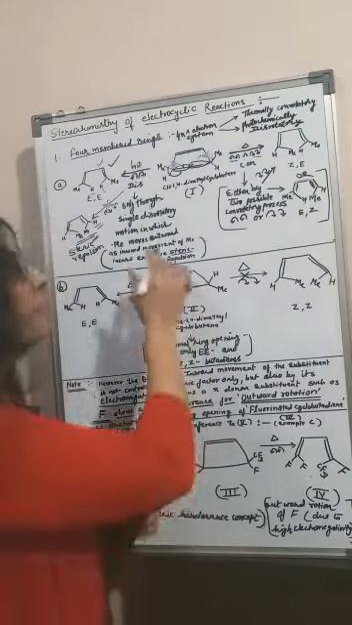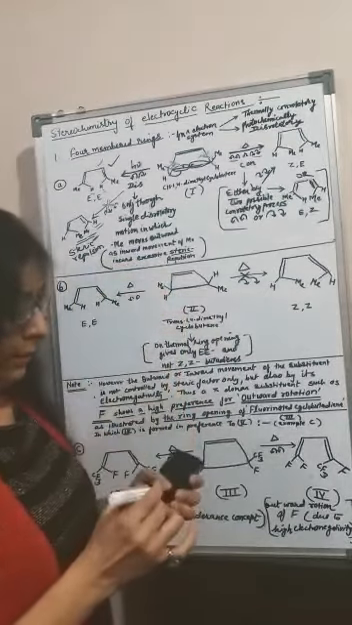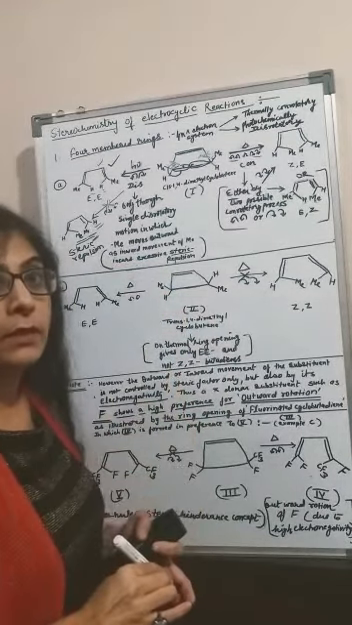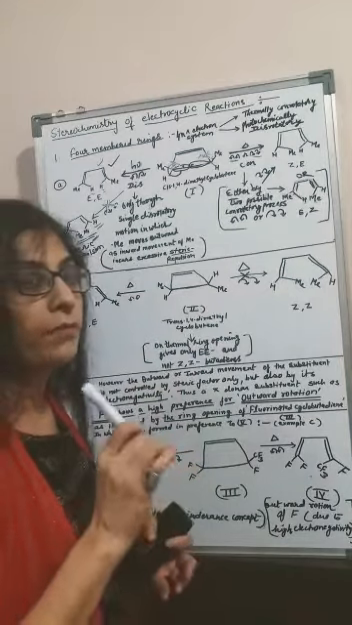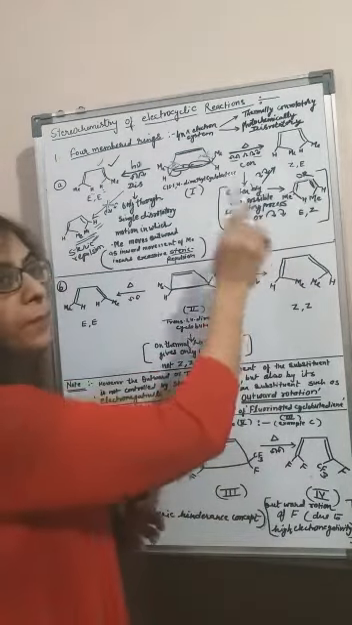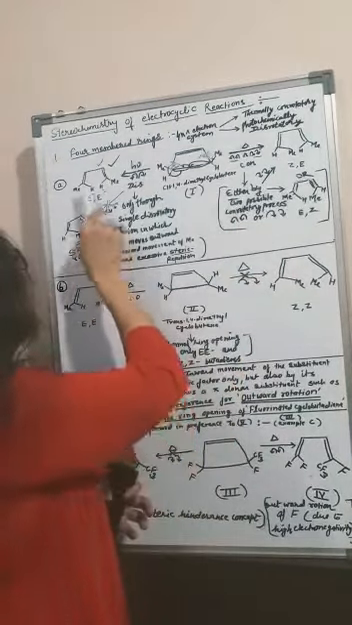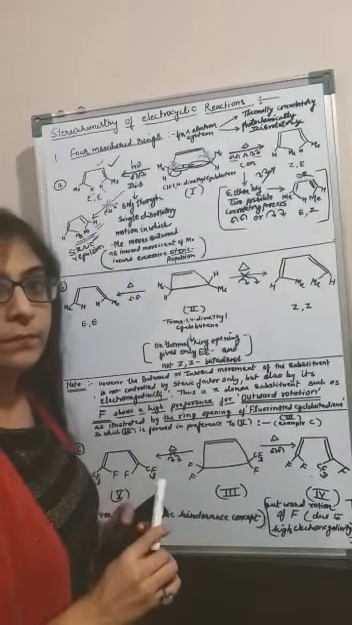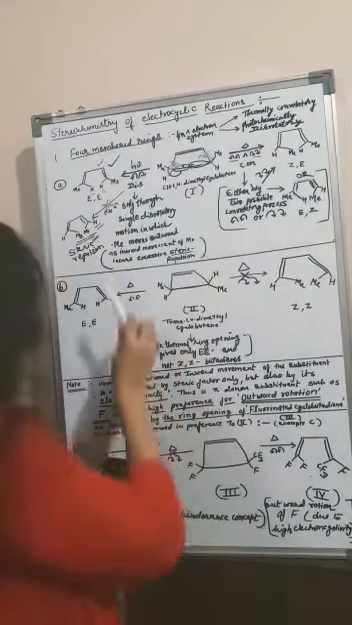Okay, so this way we will predict the possibility of the product. So steric repulsion also we have to consider. Here it doesn't play any role, but here only a single disrotatory process is there, because of this steric repulsion.